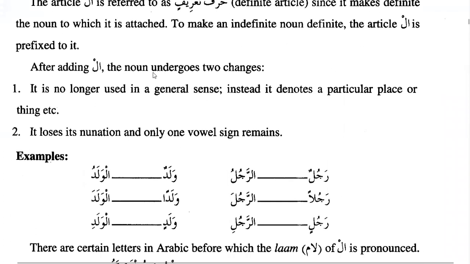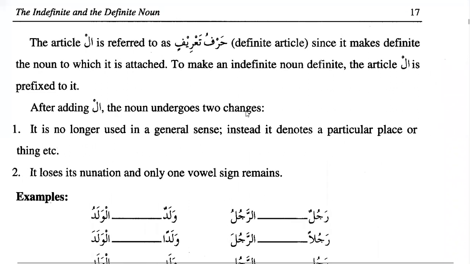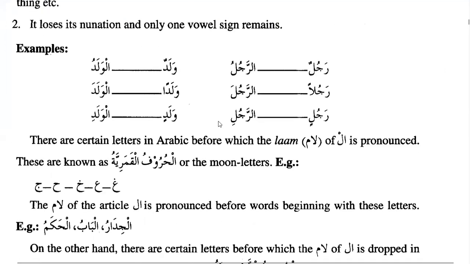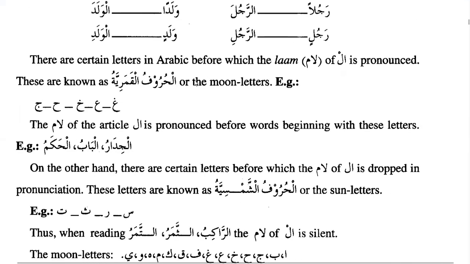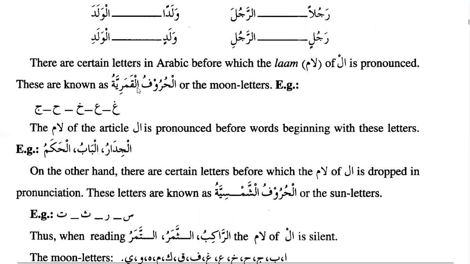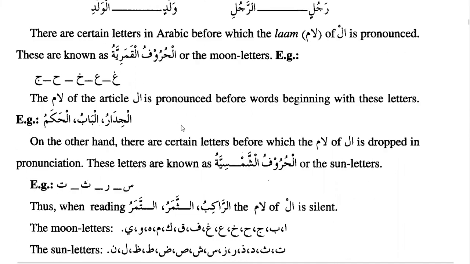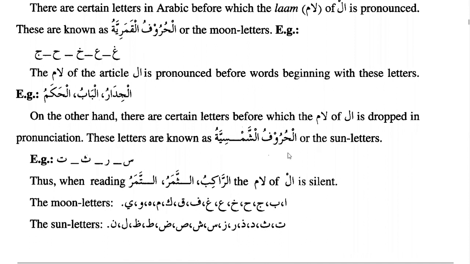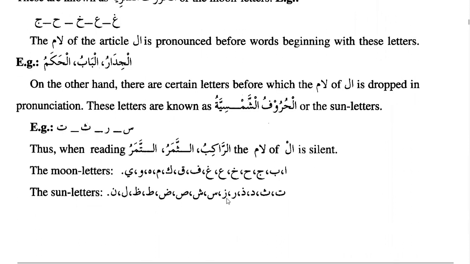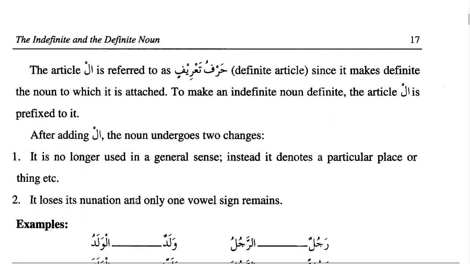Here you will learn two things: after the addition of alif lam, the nakira becomes marifa, and also nakira loses its tanween. After the addition of al, we cannot use tanween. Then you will learn about haruf al-qamariya and haruf al-shamsiya. In haruf al-qamariya, lam is pronounced, like al-jidaru, al-babu. But in haruf al-shamsiya, lam is silent, like ar-raqibu, as-samaru, at-tamaru. So these letters are known as qamari haruf, and these are known as shamsi haruf. You will learn these things here. So read.